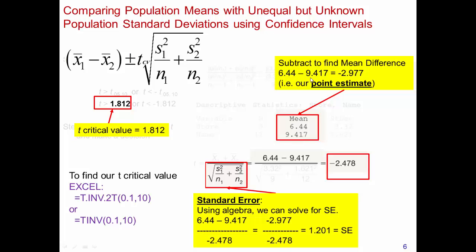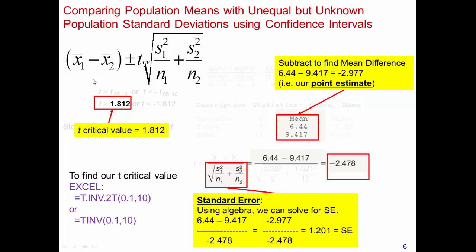When we subtract x bar sub 1 minus x bar sub 2, we get negative 2.977. To find our t-critical value, we already had that information from when we developed our decision criteria, or our decision rule, for our independent samples t-test, and the t-critical value is 1.812. But as a reminder, we can find our t-critical value in Excel using T.INV.2T, because it is a two-tailed t-critical value that we're looking for, in Office 2010 or later. And if you're using an earlier version, it's TINV as our Excel function.